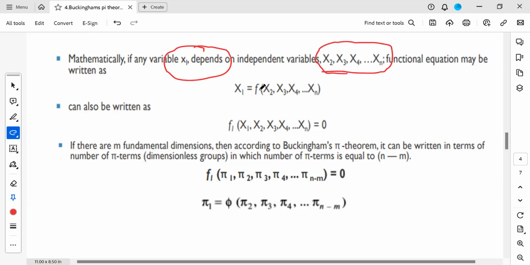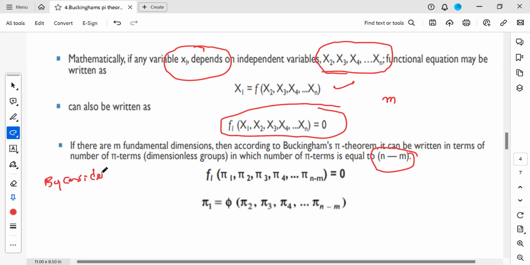So the relation between the variables can be written as x1 is a function of all the other variables like this, and we can also write it like this. Next, the number of variables will be n. Suppose all the variables contain m fundamental dimensions, then we will get the number of pi terms equal to n minus m.